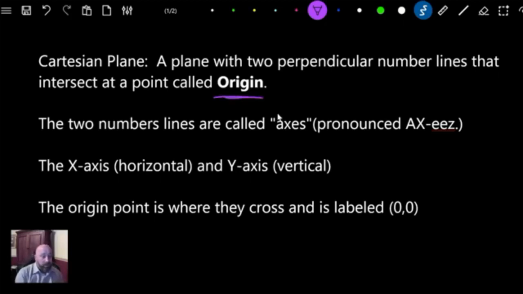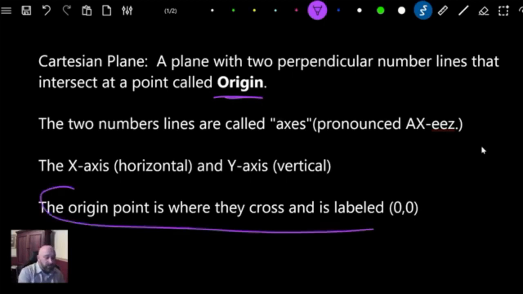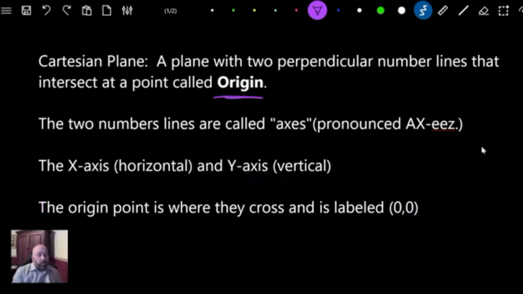What is the origin? The origin is right down here. The origin point is where they cross. So where these two perpendicular lines cross, the intersection point, that is called the origin. So you need to know that word, origin. Now the way that we label the origin is with (0, 0). Well, what does that mean? It means that it's 0 on the number line that goes left and right, and it's also 0 on the number line that goes up and down. It's at 0 on both number lines.